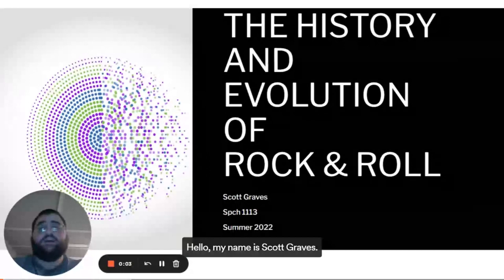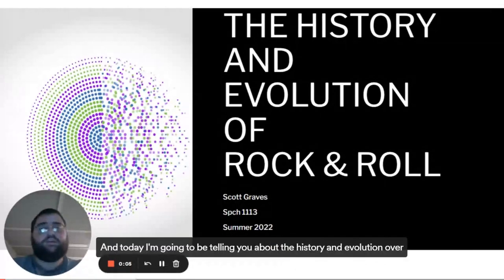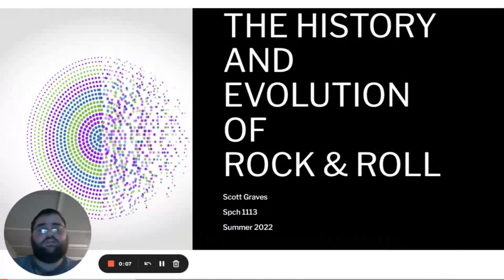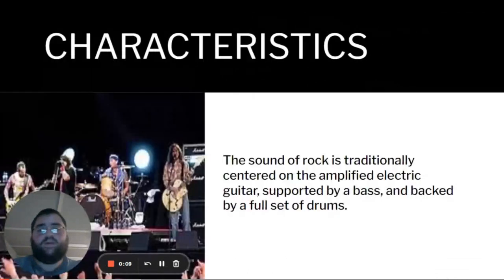Hello, my name is Scott Graves, and today I'm going to be telling you about the history and evolution of rock and roll. Now, to understand the history of rock and roll, you have to understand first what rock and roll is. Rock and roll is generally classified as the sound of a guitar boosted by an electric amp and supported by one, if not multiple basses, and backed by a full set of drums.